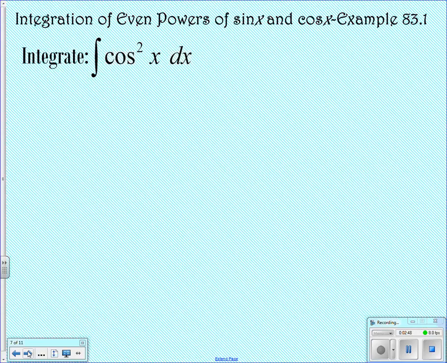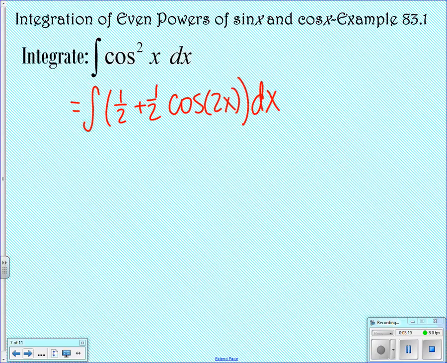Alrighty, so we want to integrate cosine squared of x. Well, what we do here is we replace cosine squared of x with its identity that we had written on the last board, which is going to be 1/2 plus 1/2 cosine of 2x. And so now we're going to integrate 1/2, and that's going to be 1/2 x. And then we're going to integrate cosine of 2x to be sine of 2x.